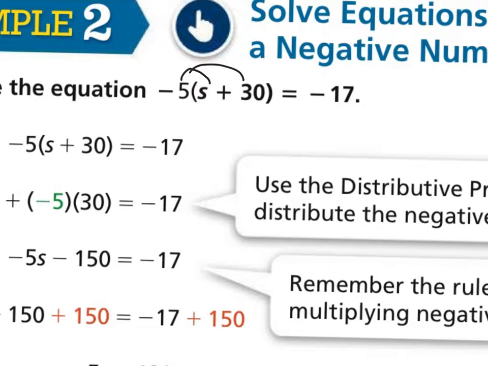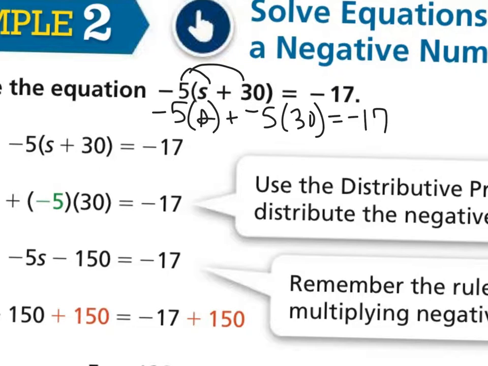So distributing, remember, we're multiplying the number outside the parentheses to everything inside the parentheses. So if we want to go over here, we can say we're going to be doing negative 5 times s plus negative 5 times 30. Make sure we distribute to both of those so the one doesn't feel left out here. No frowny faces.